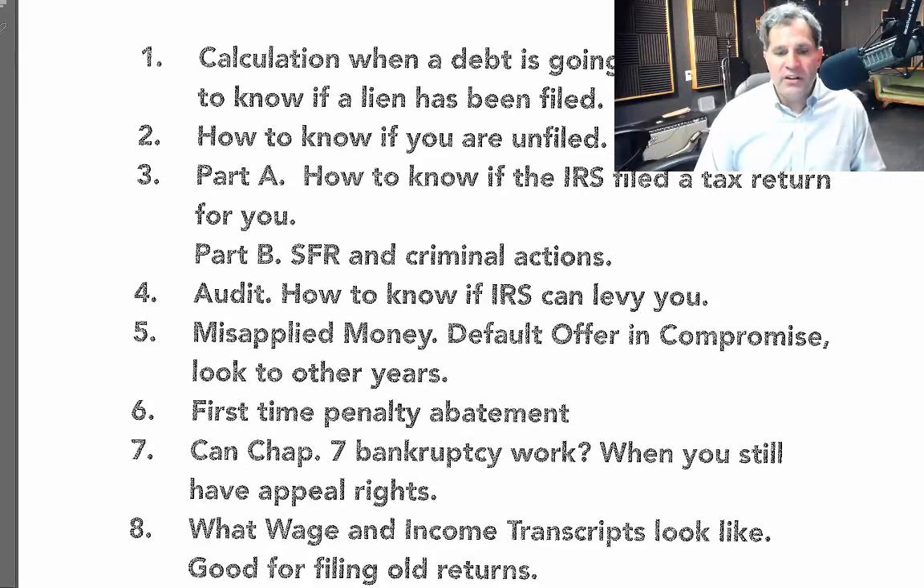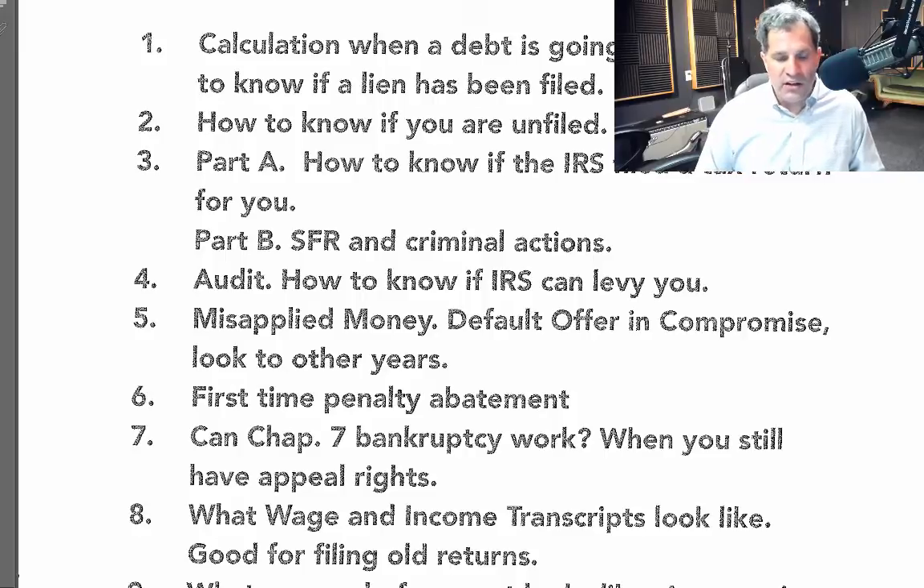All right, so what are we going to cover? So in transcript 1, we're going to talk about how to calculate when a debt is going to expire and how to know if a lien has been filed. In transcript 2, we're going to see how to know if you are unfiled. In transcript 3, part A, we're going to show you how to know if the IRS filed a return for you. And part B, we're going to see if there's criminal actions going on. Are there any tells to know? Because I actually have a transcript from a client who did go to a facility run by the federal government. It does happen sometimes, and I can explain a little bit more what happened there.